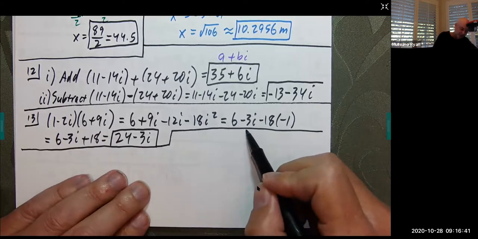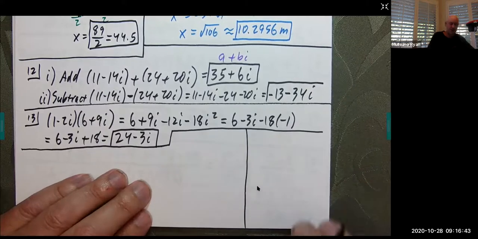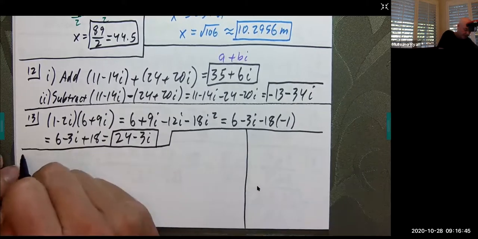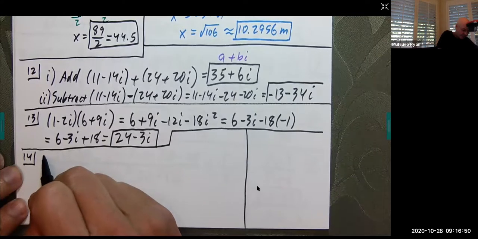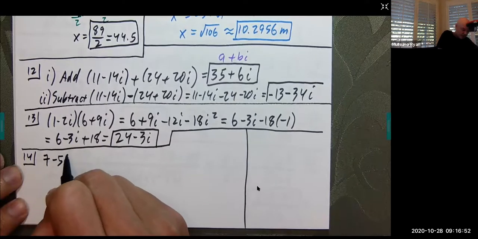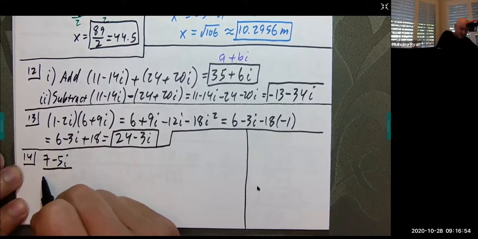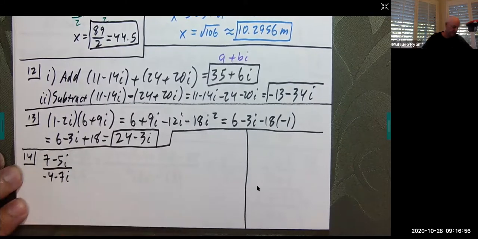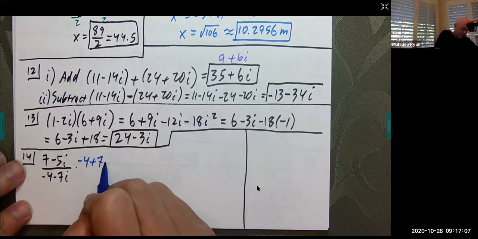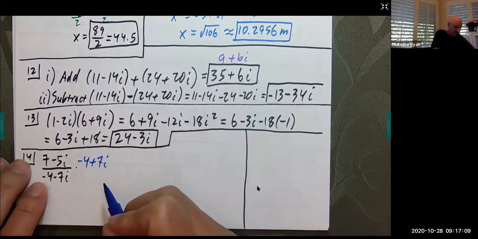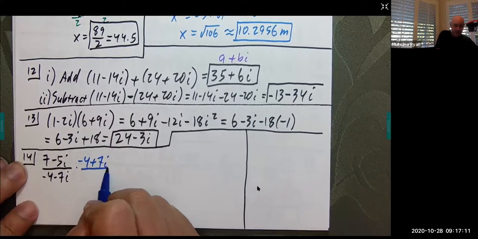I'm going to chop that off for 15, and 14 I'm going to start here. 14 is going to be very similar to a previous one that we did, where we're dividing. And what I'm going to have to do is multiply by the conjugate of the denominator, which is, in this case, -4 plus 7i. You only change the sign in the middle, not the outside sign. That's a really common mistake.